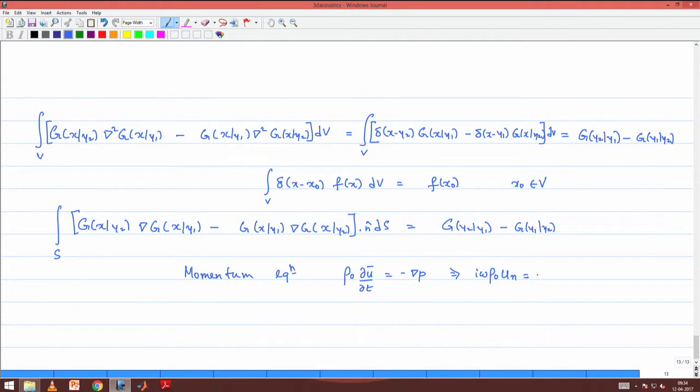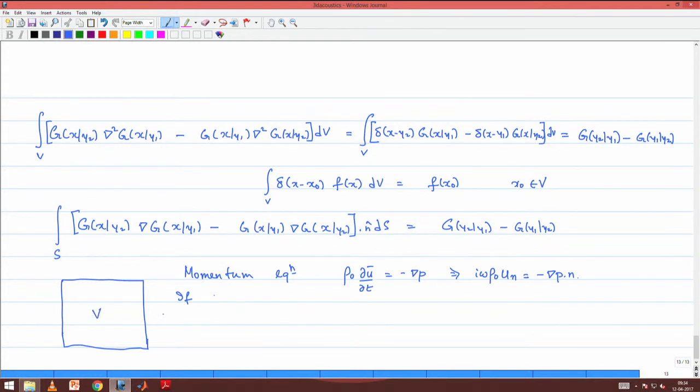So, u n will be minus grad p dot n, right. So, this is understood. Now, also for any volume of interest, whether finite or infinite, you have an impedance condition. So, this is the volume of interest.